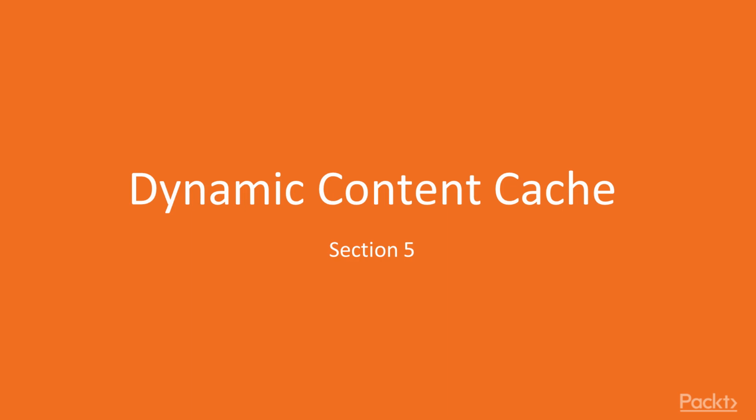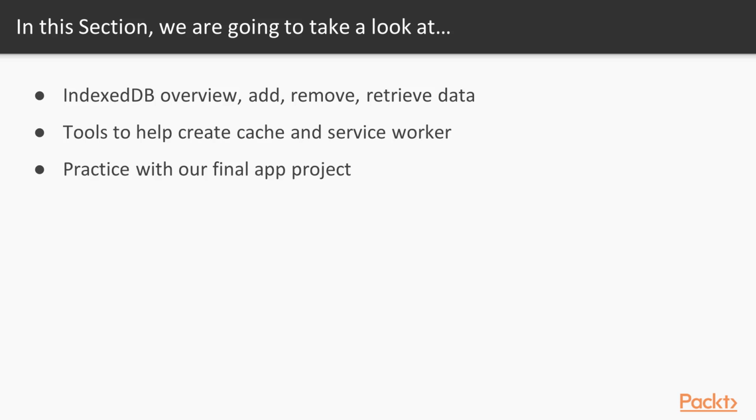Dynamic content cache, or caching dynamic data, section 5. In this section, I'm going to take a look at IndexedDB first and show you how you can leverage IndexedDB and use it in the application that you have. Also, we're going to talk about some tools and how we can create a service worker easily, instead of writing lots of code, with some tools. We're going to implement IndexedDB in our final project, and then we're going to wrap up our section, then move on to the next section.